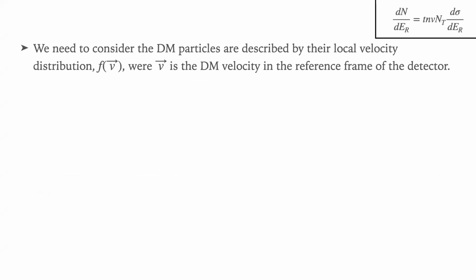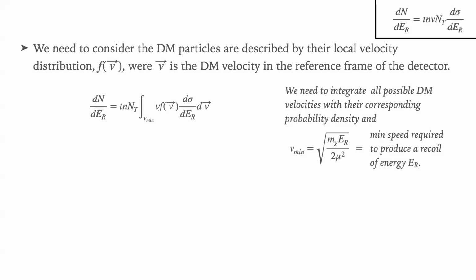Okay. So we're also going to need to consider that dark matter particles are described by their local velocity distribution. So this is f(v), where v is the dark matter velocity in the reference frame of the detector. The lectures on dark matter density distributions, is Annika going to cover that? Or did you have that last week? A little of both, okay.